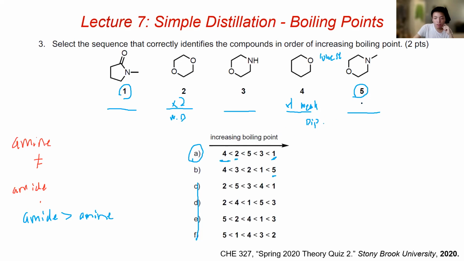And then compare 5 and 3. This one is tertiary amine. This is primary. So that's why 3 is stronger than 5. And then we have our amide, which is the strongest. So that's why it's 8. You guys got that? Okay.